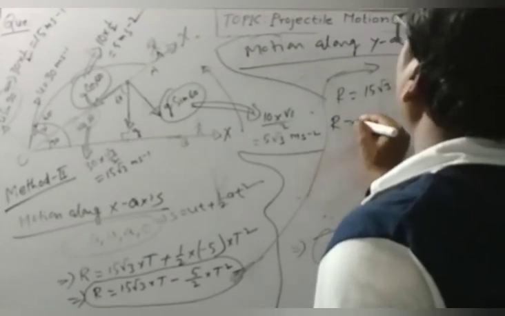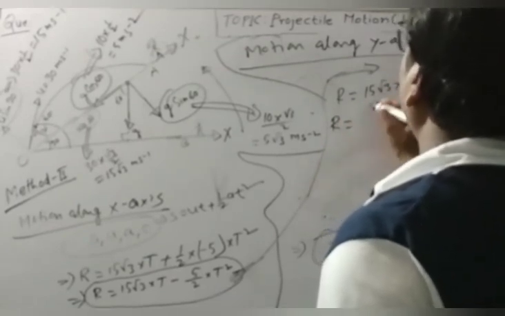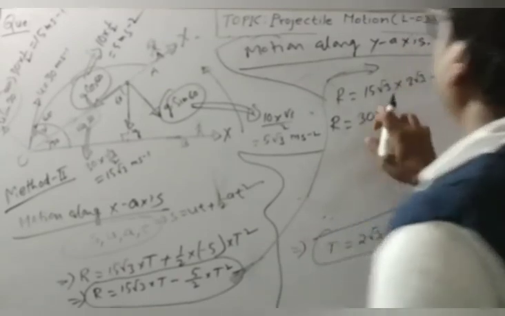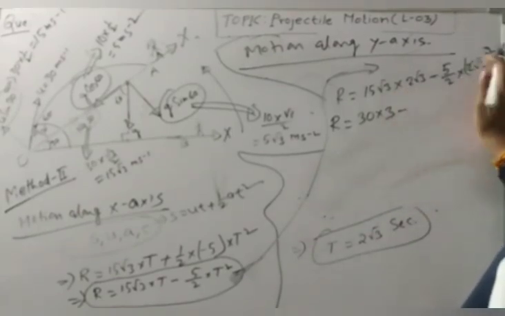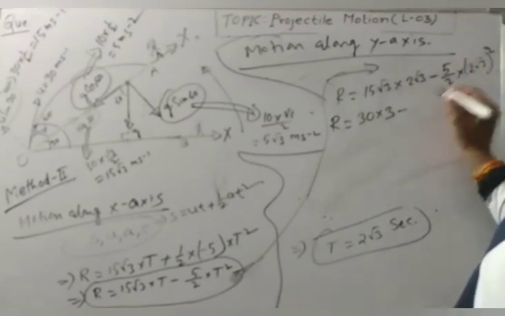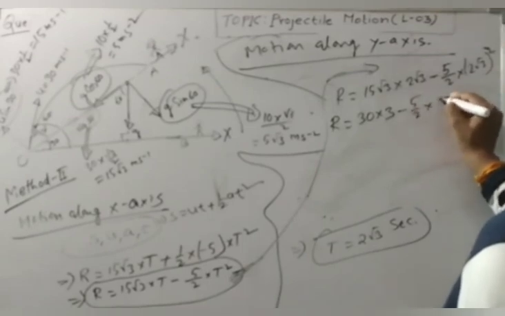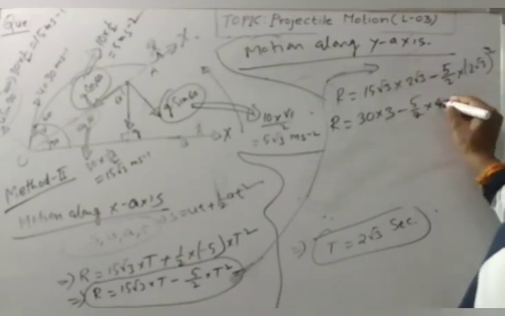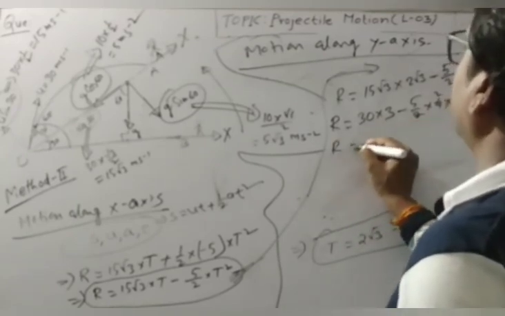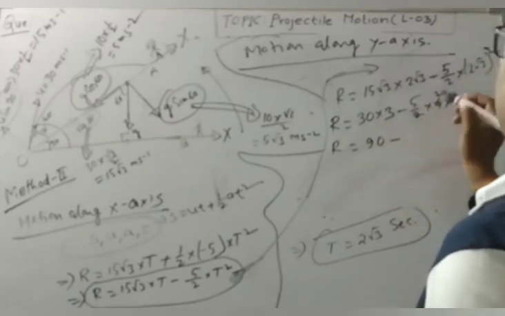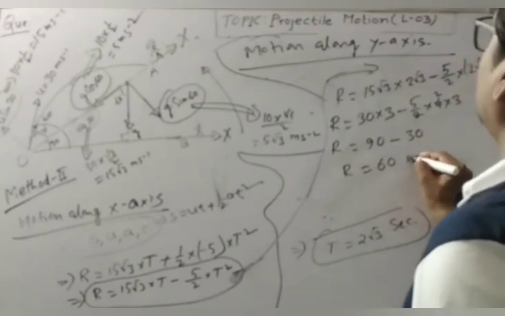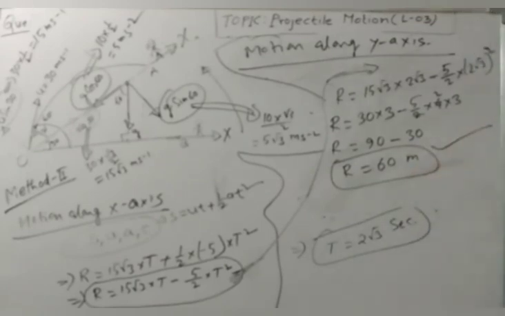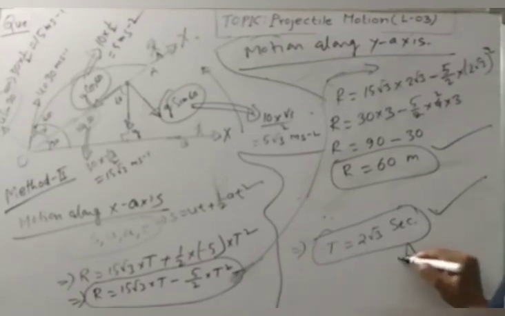R equals 50 into 2 root 3 times root 3, which gives 300, and this is minus 5 by 2 into 2 root 3 square, which is 4 into 3. Finally, this is basically 300 minus 30, or R is 270 meter. So R is 270 meter and T is 2 root 3 seconds. This is your final answer.